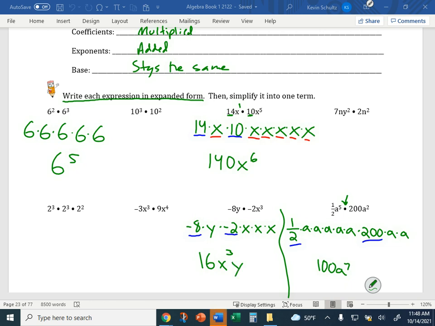Would it be wrong if you put it 16 y x cubed? I would not mark that wrong. It's not technically standard form, but right now I'm not focused on that. I want you to get the rule down. Any others from this page?